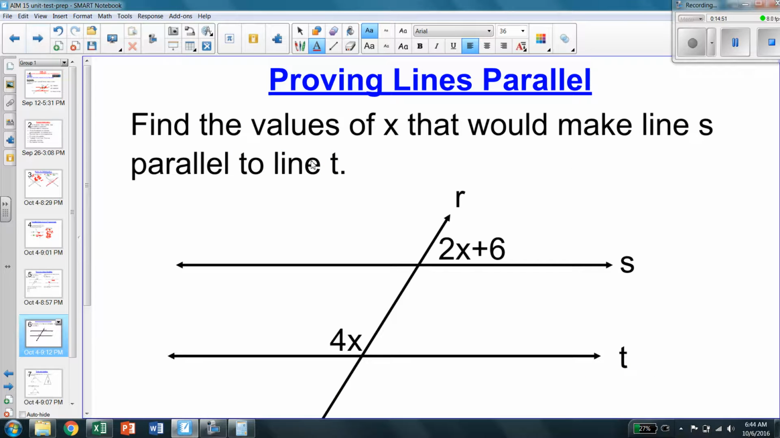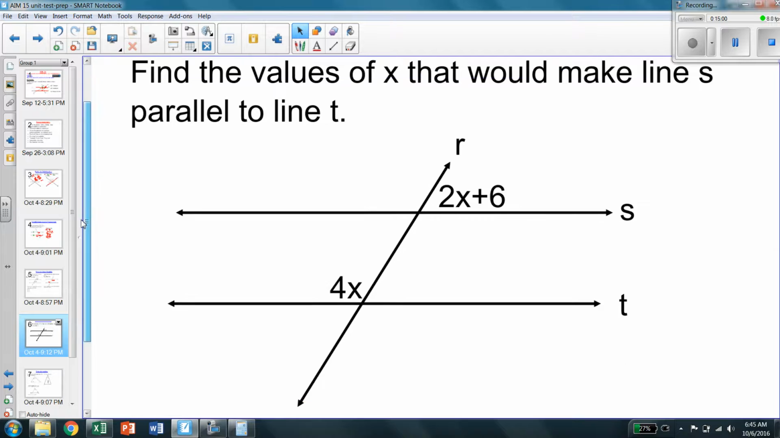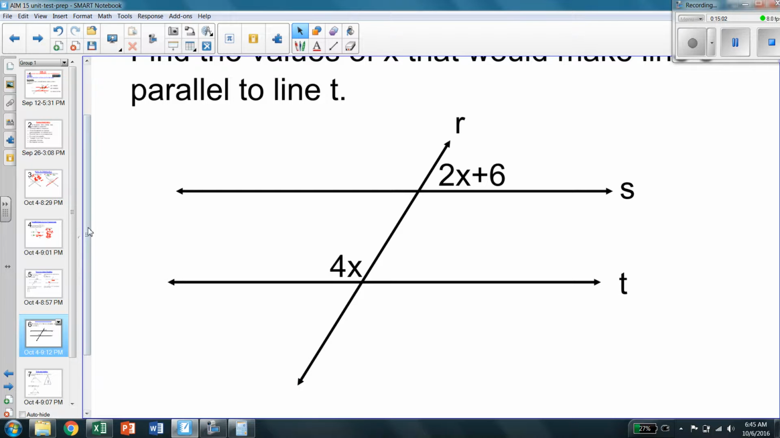Alright, find the values of x that would make line S parallel to line T. Same thing, right? Same idea. Let's see, are these relatable? Is 2x plus 6, well, they can't be alternate interior because one's outside the parallel lines, right? Here's my parallel line. They can't both be alternate exterior, even though they're on alternate sides. This one's inside the parallel lines. That's not good. So, what's our relationship here? I can't think of one.